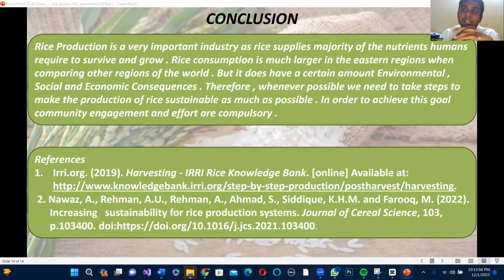Rice production is typically larger in the eastern regions of the world. Rice production is much more popular in those regions when compared to other regions. But it does have, like we discussed in the slide before, certain environmental, social, and economic consequences. Therefore, whenever possible, we need to take steps to make the production of rice as sustainable as possible.